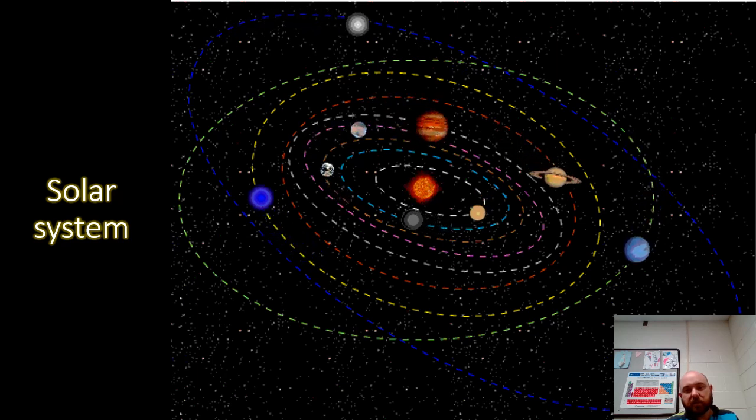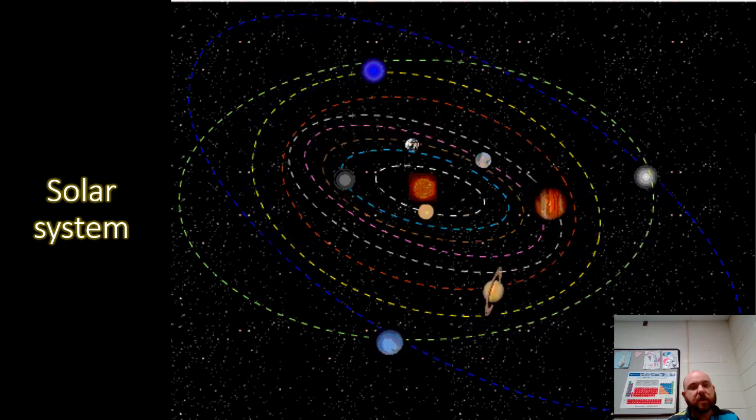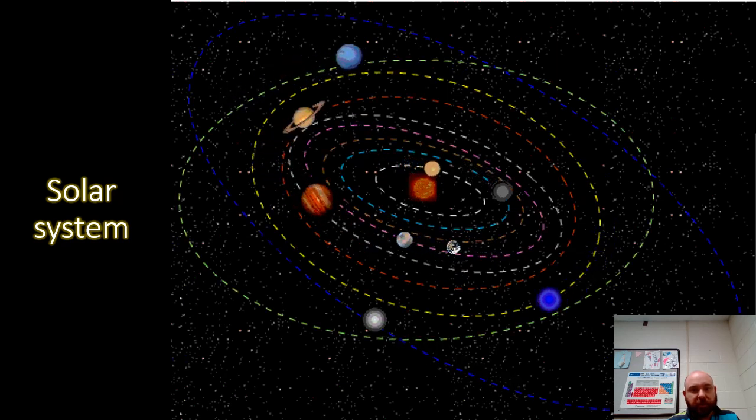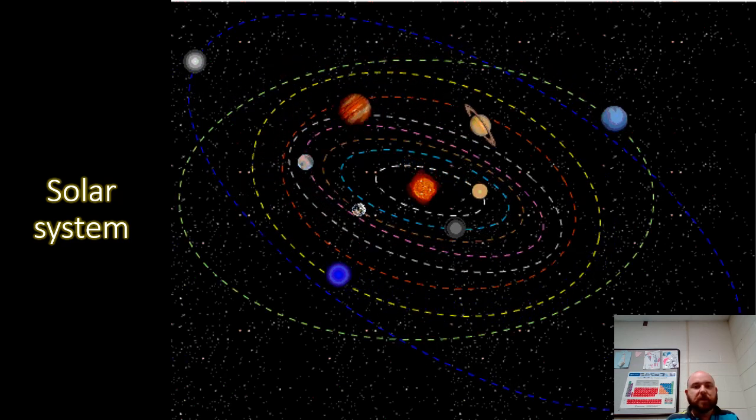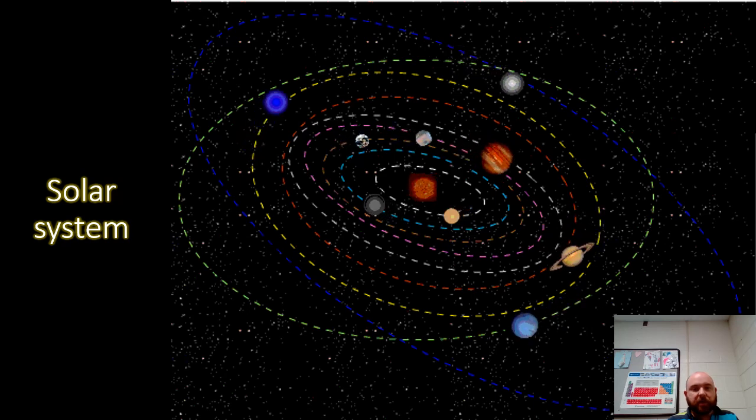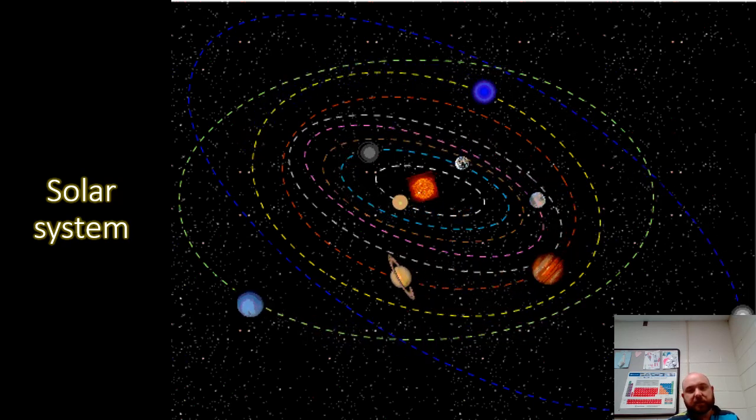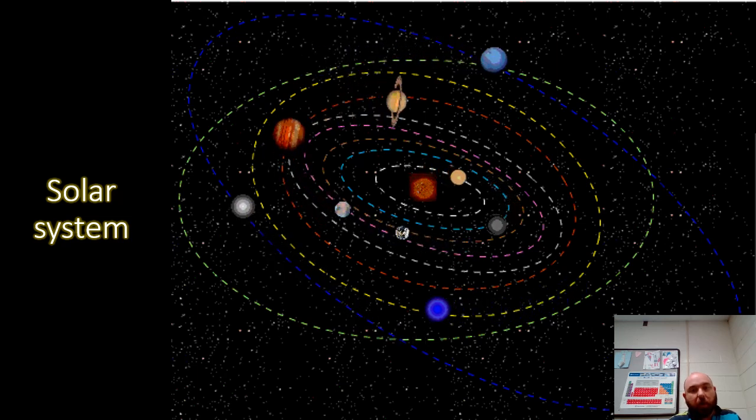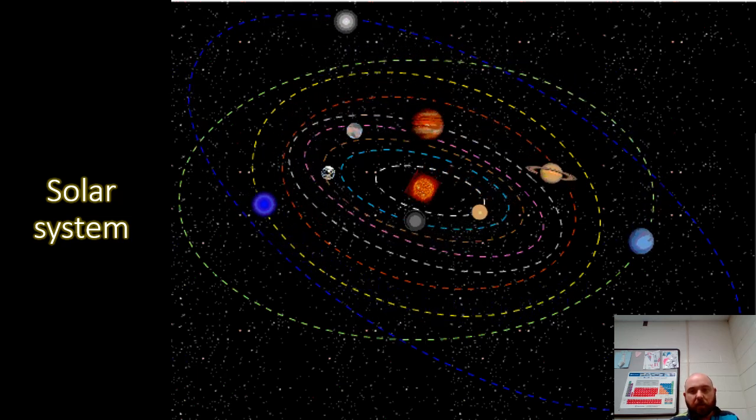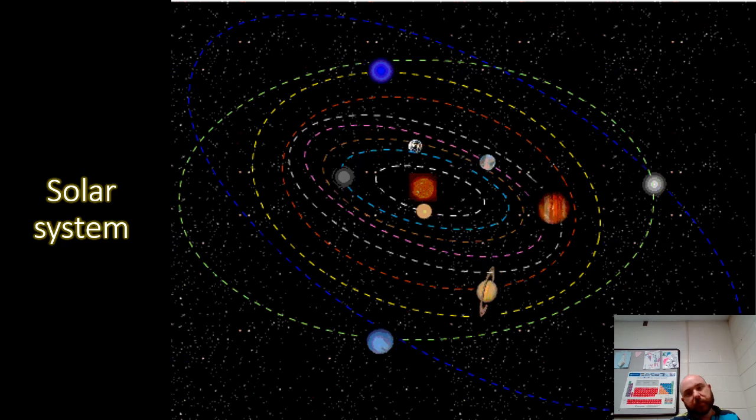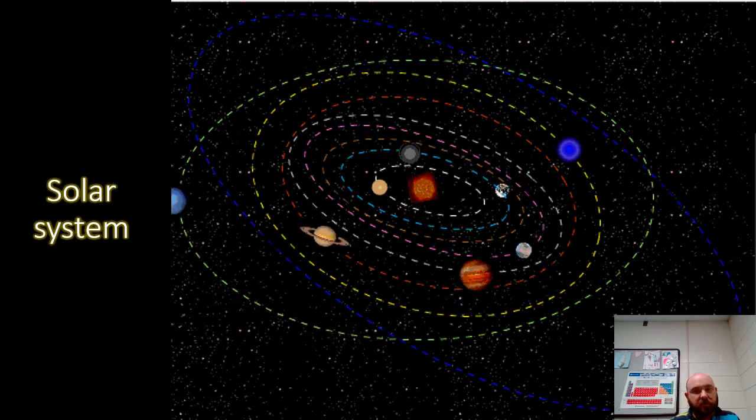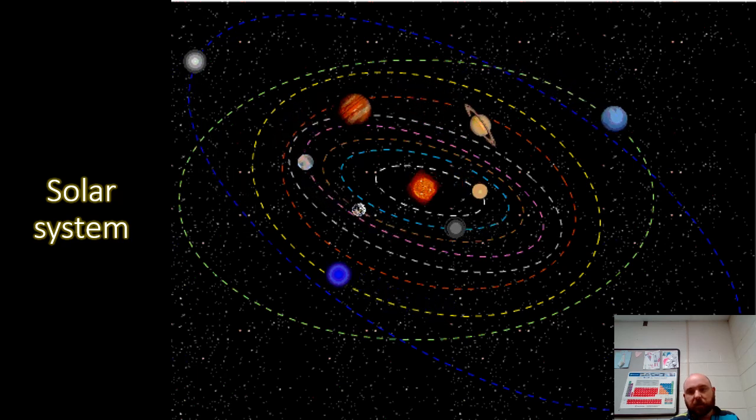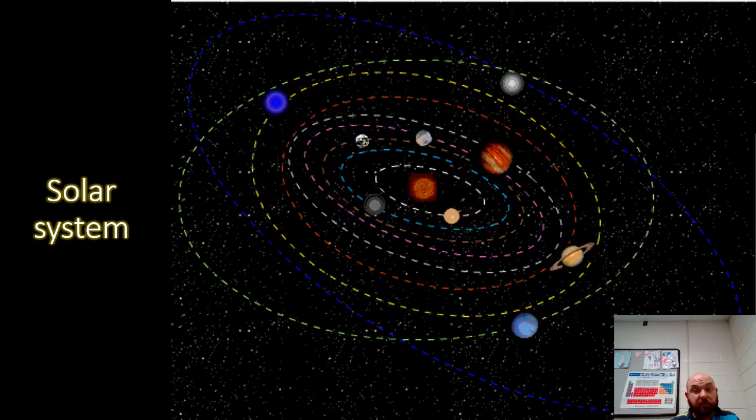We're going to start at the solar system. So we live on planet Earth, and planet Earth is part of a system of planets that orbit or revolve around a star we call the sun. And we are certainly not the only solar system in the universe, not even in our own galaxy.